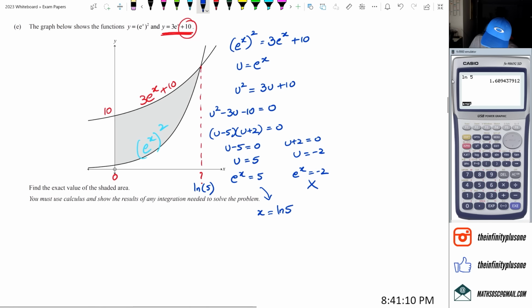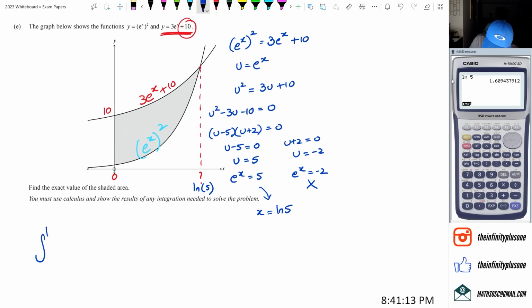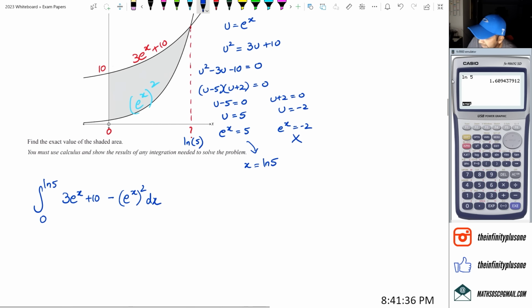So our equation is between ln of 5 and 0. We're going to do 3e^x + 10 minus, so remember that thing that we do, top minus bottom, for the area between two curves? That's what we're doing here. Top minus bottom, e^(x) squared dx. All right, so that is pretty much our setup of our equation. Correct interval. Okay, so this part right here gets you an achieved.